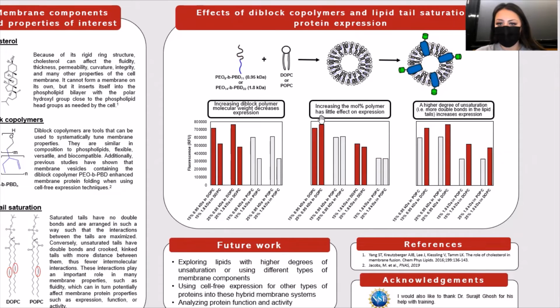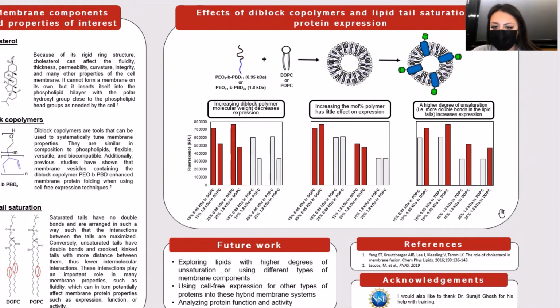In the second section, we saw that increasing the mole percent polymer had little effect on expression. At least between 15 and 25% of the short polymer in DOPC, we saw little change. 15 and 25% of the short polymer in POPC, little change. And that followed suit for the long polymer as well. And lastly, we saw that a higher degree of unsaturation, or more double bonds in the lipid tails, increased expression. We also saw these same results with cholesterol.